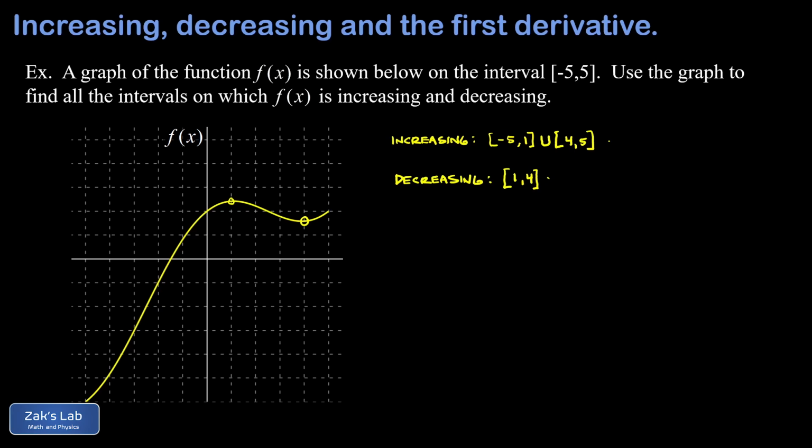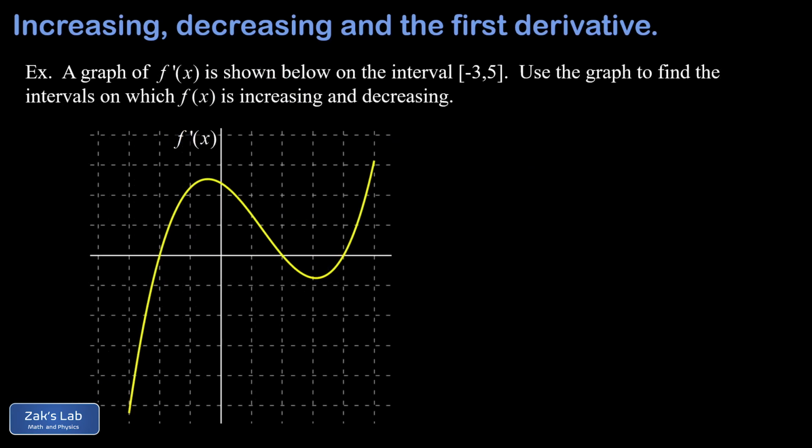Okay, so that problem was pretty straightforward. In the next example, we get a little more abstract. We're given a graph of f prime of x. So we're actually looking at a graph of the derivative of the function that we're concerned with. And this is shown on the interval -3 to 5. And again, we're asked, where is f increasing and decreasing?